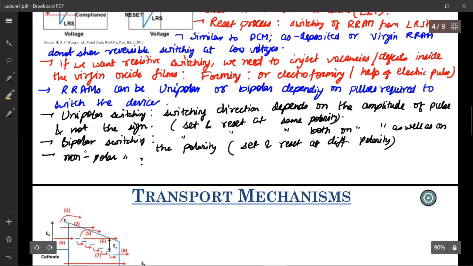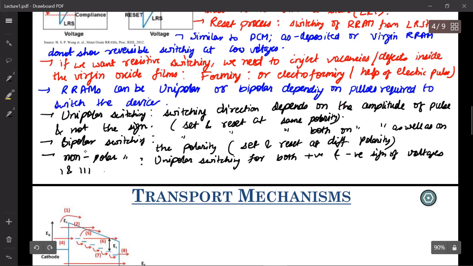So in non-polar switching, what happens is you have unipolar switching for both positive and negative sign of voltages. That is, in both first and third quadrant, your device or RAM shows a symmetric behavior.